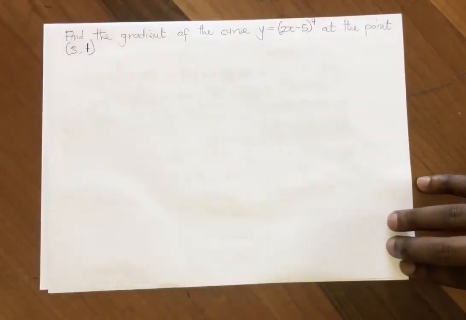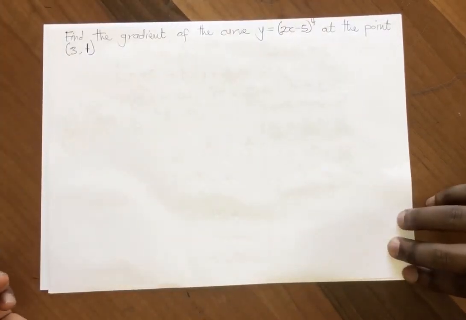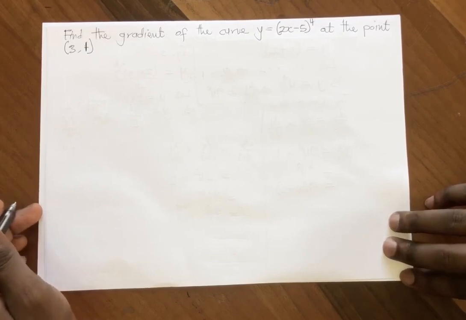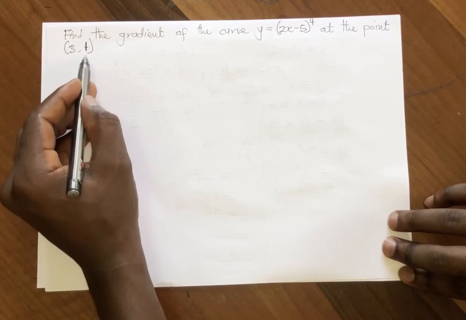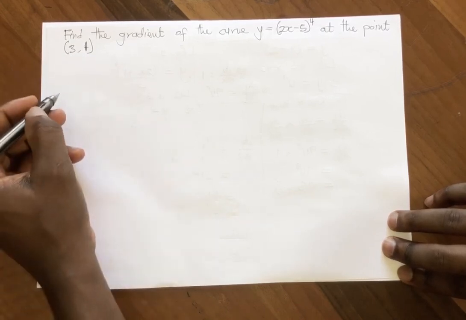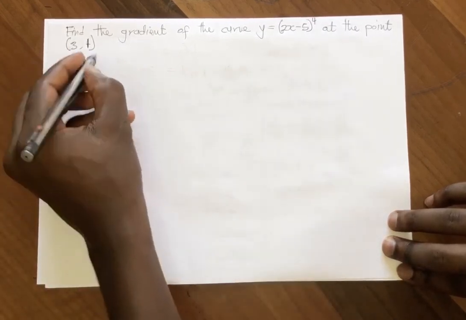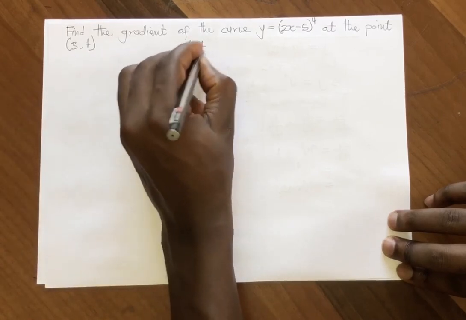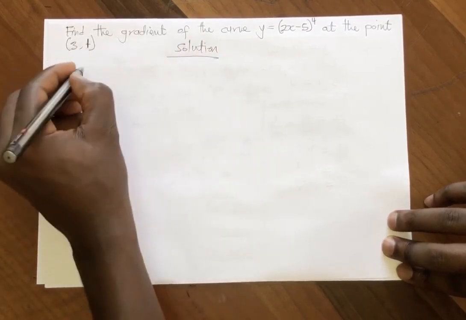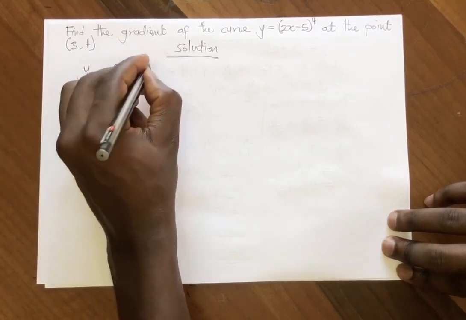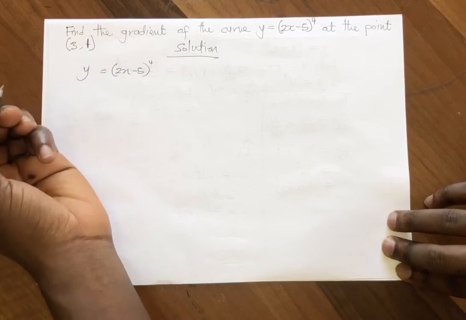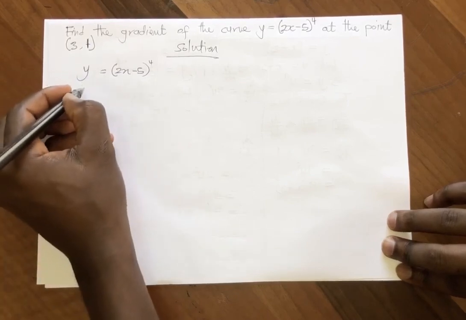Now let's see more of this example. Find the gradient of the curve y is equal to 2x minus 5 all raised to the power 4, okay, at the point 3, 1. So the first thing that we need to do is to find the gradient function, okay? So the solution, all right.